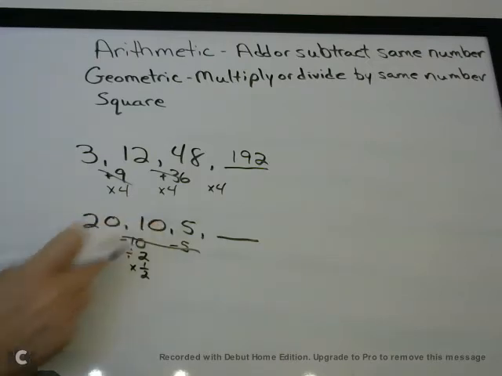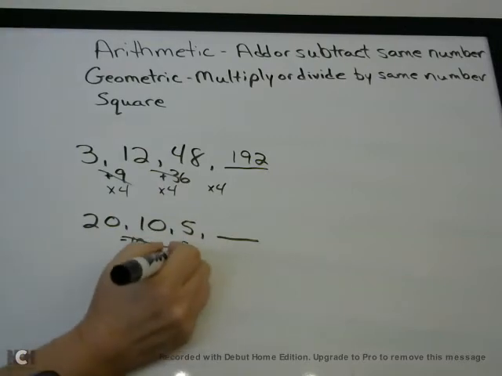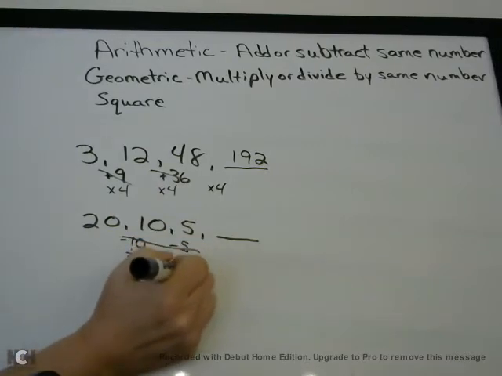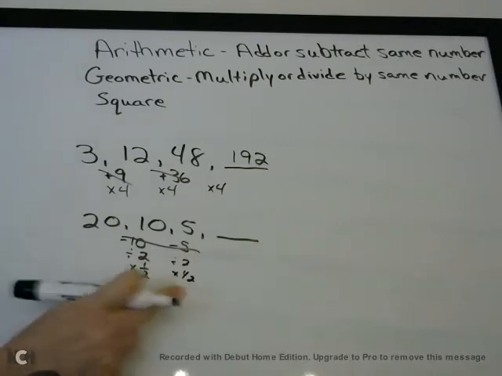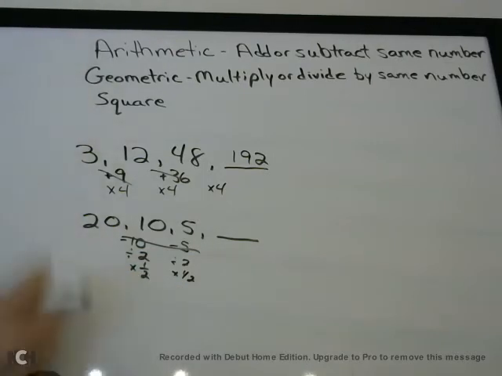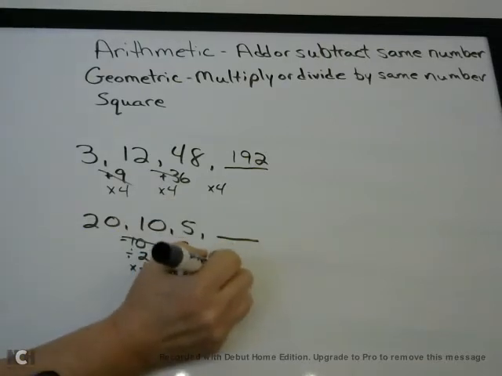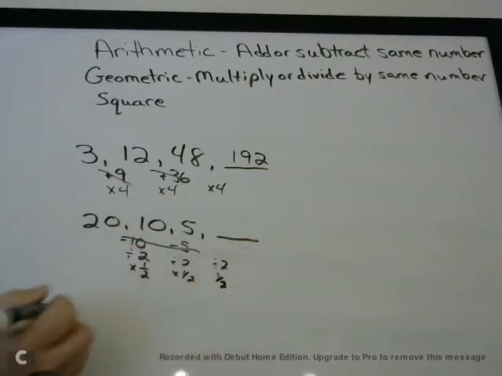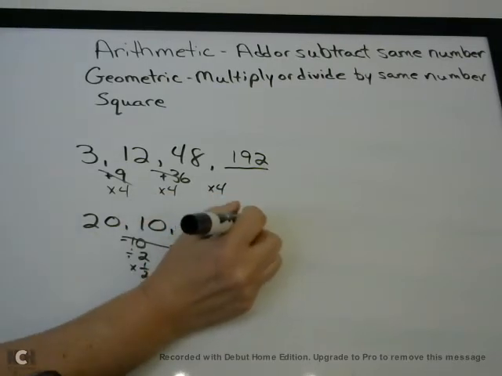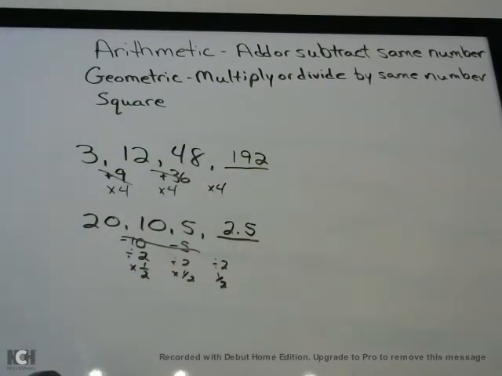So to get from 20 to 10, we divided by 2. To get from 10 to 5, you also have to divide by 2 or multiply by 1/2. Those are the same. So we have a geometric sequence. So now to get from 5 to the next number, you have to divide by 2 or multiply by 1/2. 5 divided by 2 is 2.5. So that would be the next number in the sequence. So that's how you check. Always check first, is it arithmetic? If it's not, is it geometric?